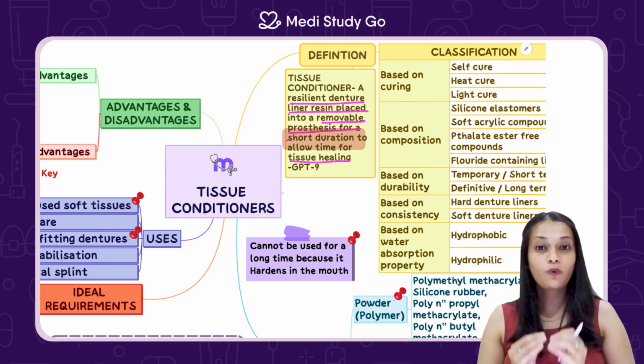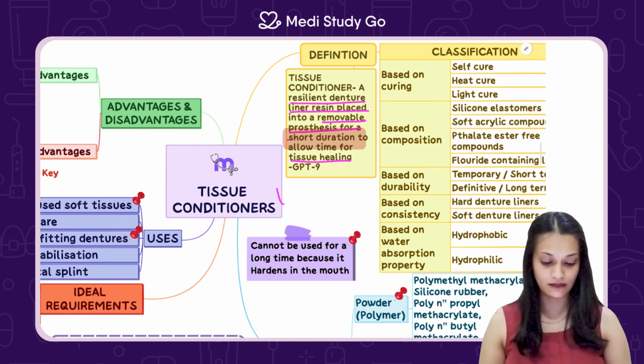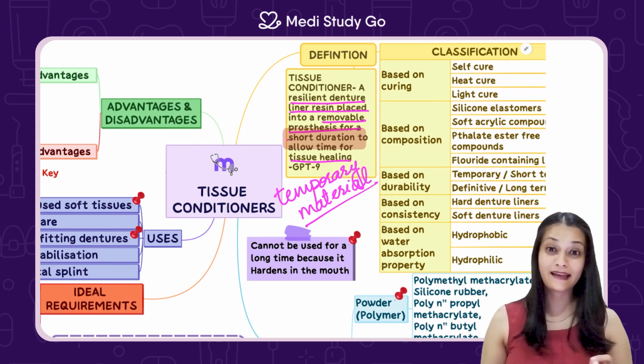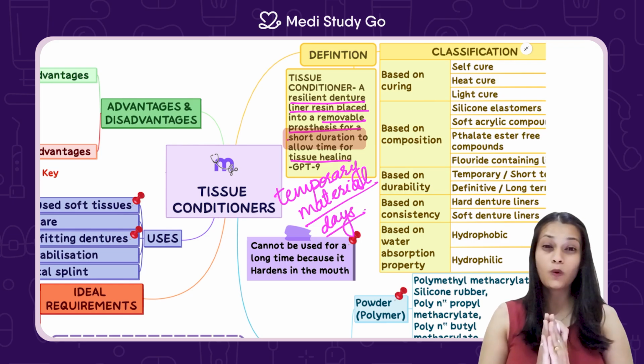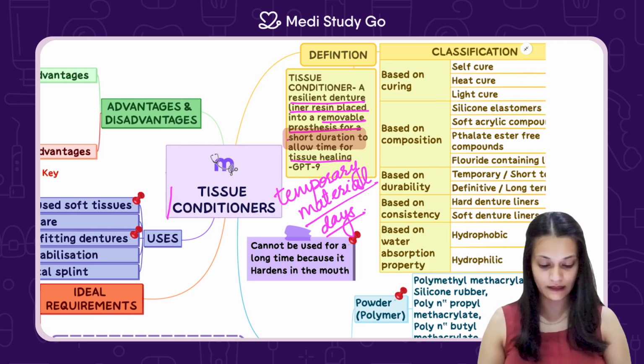Correct? So what I want you to understand here is that a tissue conditioner is basically a temporary material whose duration of action is very less. Like it's only used for days. We cannot even use it for weeks. And the only purpose that they are supposed to solve is to allow the tissues to heal. The only thing. So it's all related to healing of tissues.